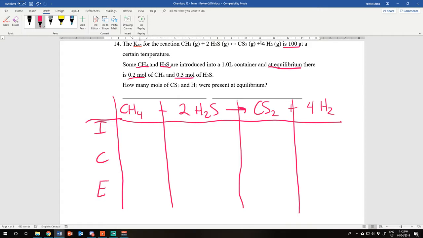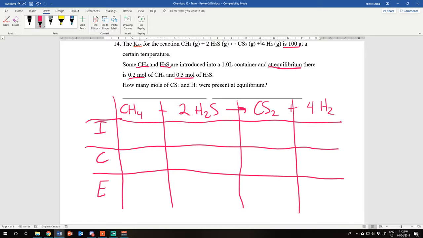ICE. Your textbook has it as initial, change, equilibrium. They use the delta symbol. All right, so CH4, we have some unknown amount. We're going to assume we start with 0. This will change by some amount. This will change by some amount. Now again, the reason for the 2 is because I've got 2 of them. This will change by some amount. It's not x, it's y, plus y, and this will be plus 4y. And the reason for the 4 is because of that.